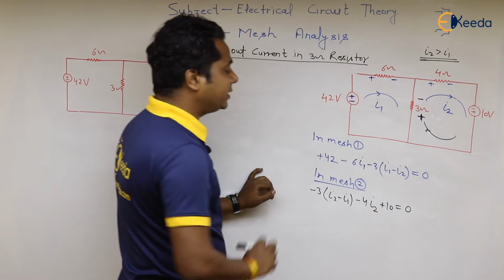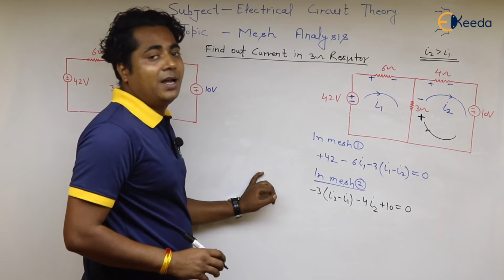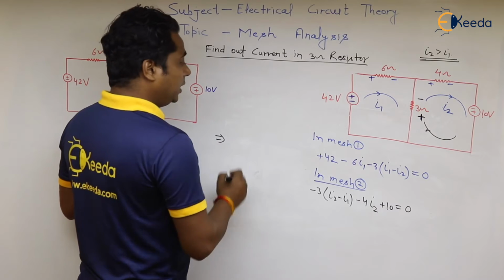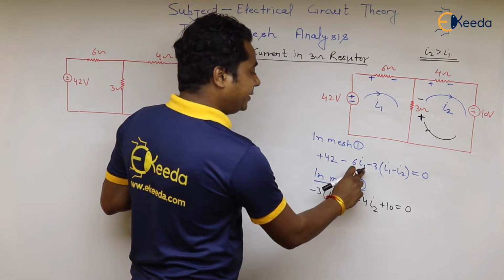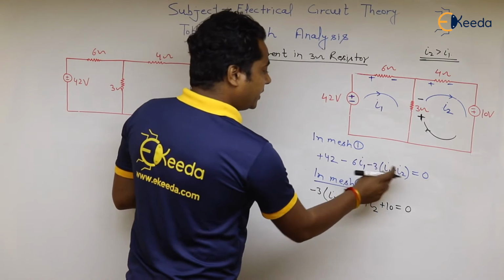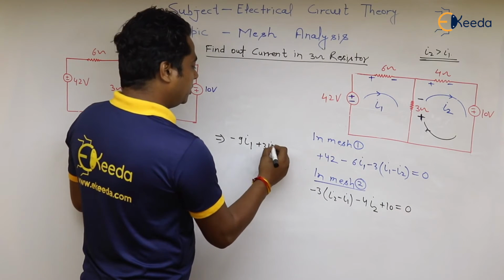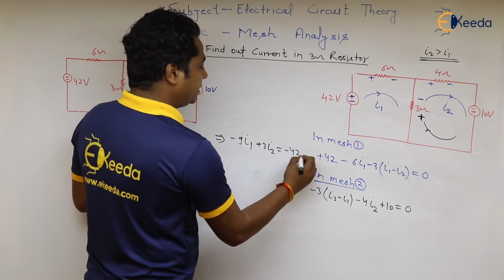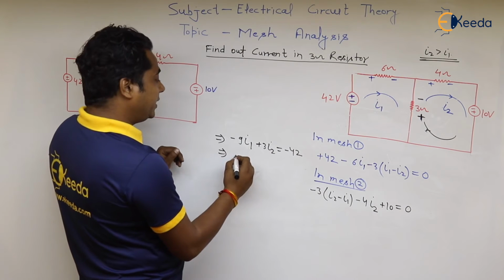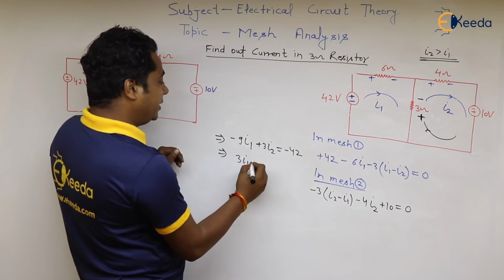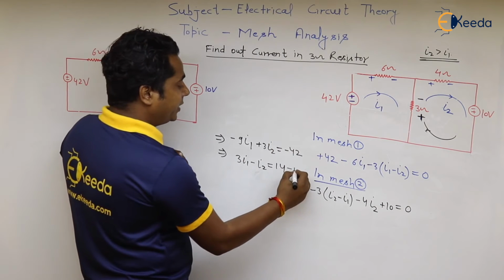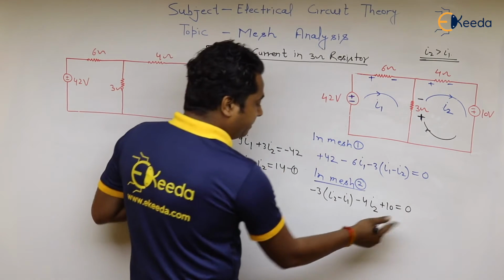So we have two equations, and now we have to solve the two equations for calculating the values of I1 and I2. It is minus 6 I1 minus 3 I1, minus 9 I1 plus 3 I2 is equal to minus 42. We will divide by minus 3, then that will be equal to 3 I1 minus I2 is equal to 14. This is equation number 1, and this is equation number 2.